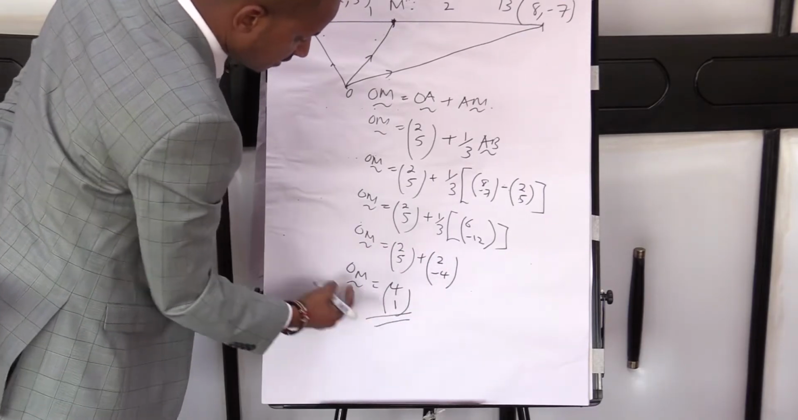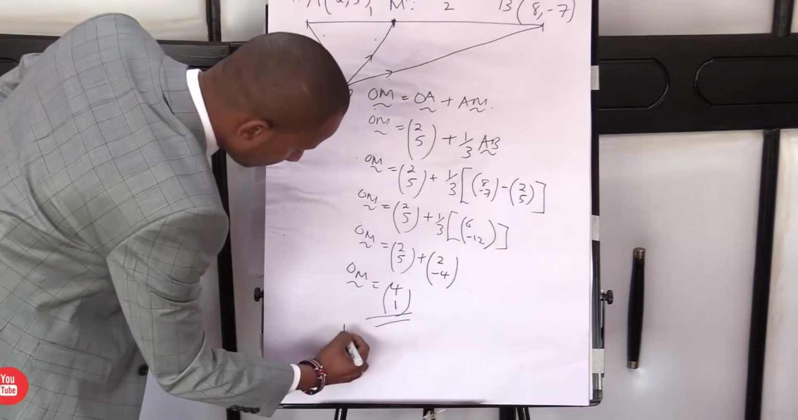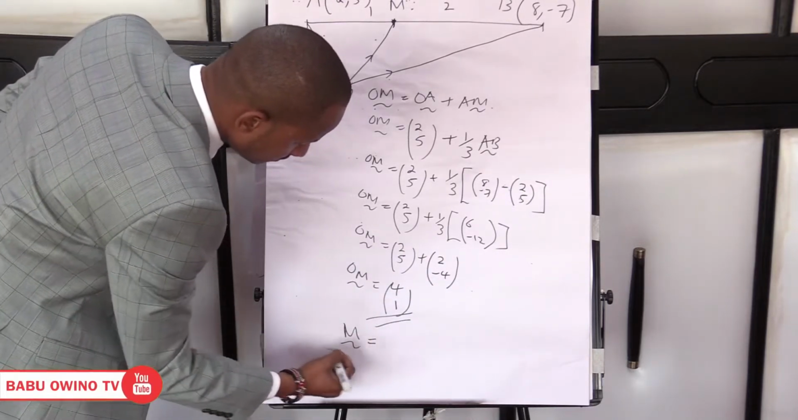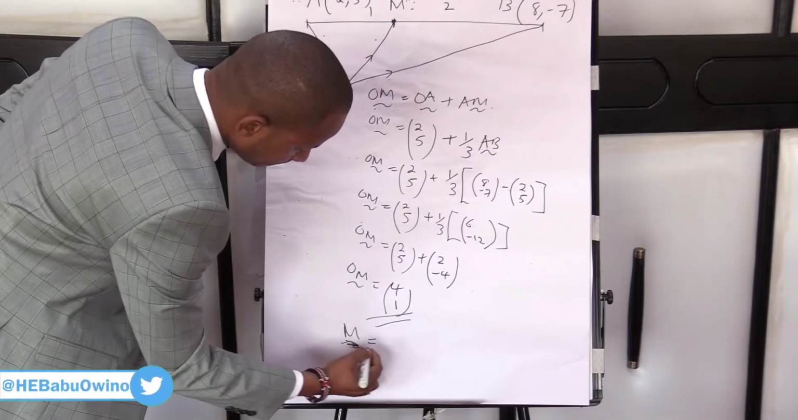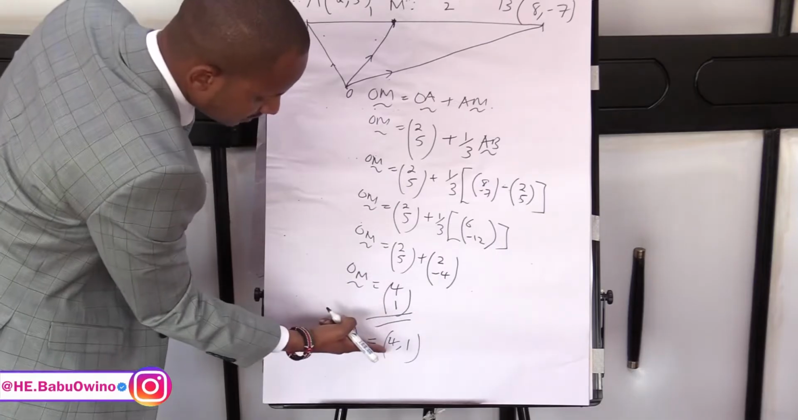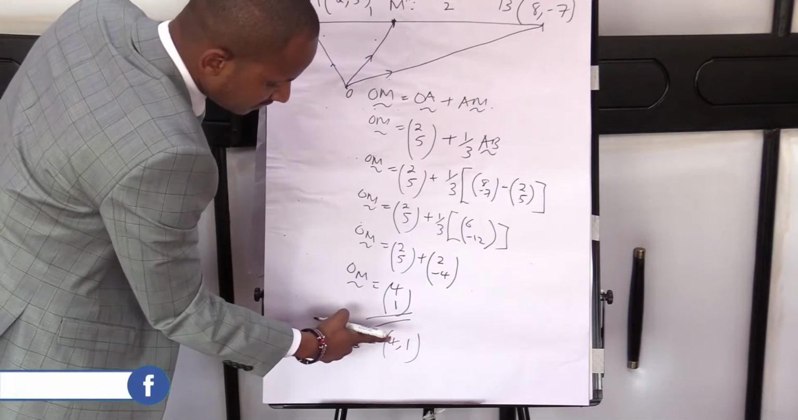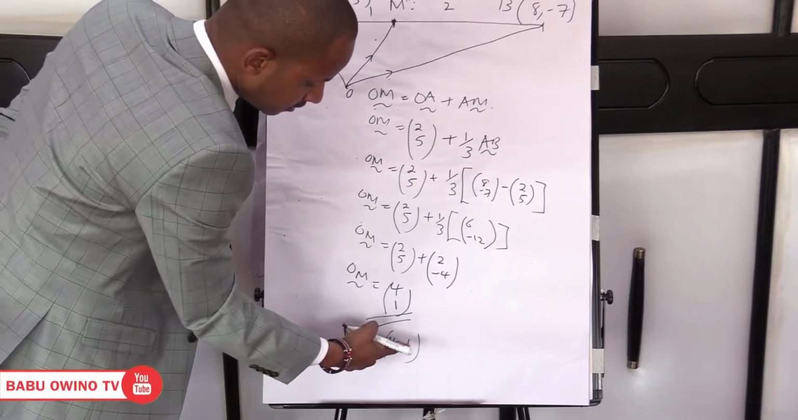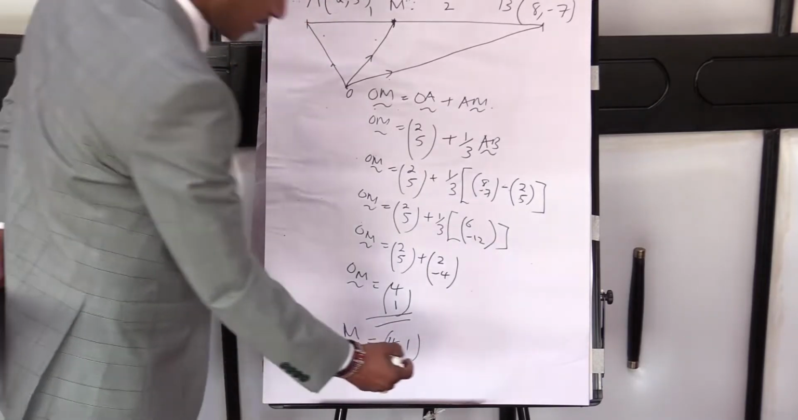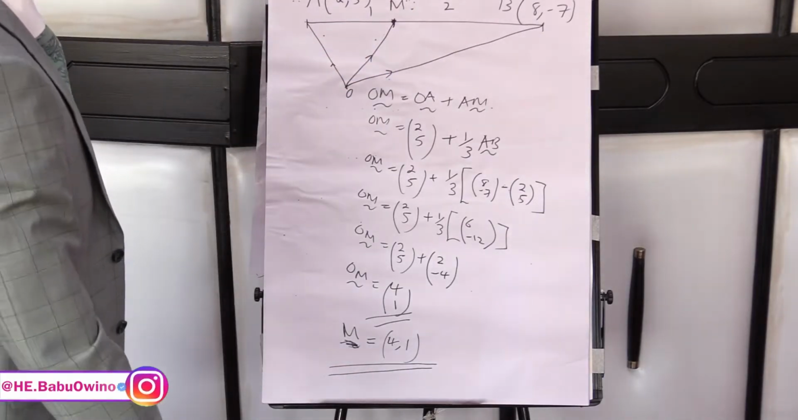So the column vector of OM is (4, 1), and the coordinates of point M are (4, 1). If you write it in coordinates form, it is (4, 1), where 4 represents the value of the x axis and 1 represents the value of the y axis. So it's as easy as that.